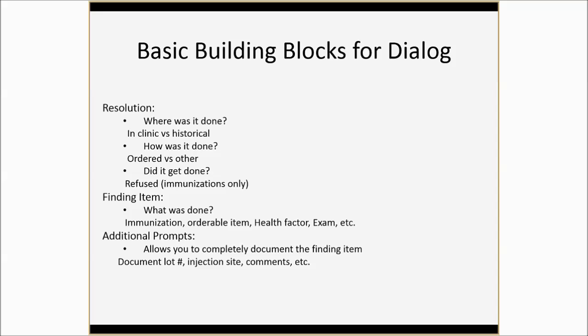Basic building blocks for dialogs. You have the resolution: where it was done, clinical versus historical, how was it done, order versus other, did it get done, or did it get refused? And only immunizations are the ones you can refuse. Finding elements: what was done? Is it an immunization, an orderable item, a health factor, an exam, etc.? And do you need additional prompts? It allows you to completely document the finding item. For example, you can document the lot number, the injection site, any comments, as additional prompts.